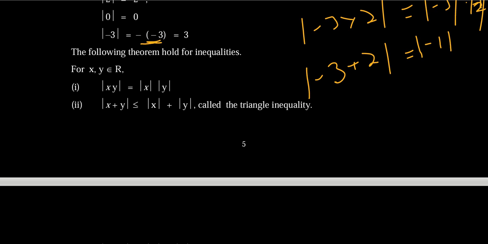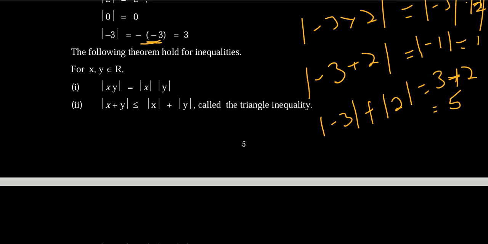Now, if I do the absolute of minus 3 plus the absolute of 2, I have to evaluate what is in the absolute first. So I'll get 3 plus 2, right? And this will give me what? 5, right? So realize that 5 is greater than 1. And that's what they are trying to show here, right? It is called the triangle law of inequality.